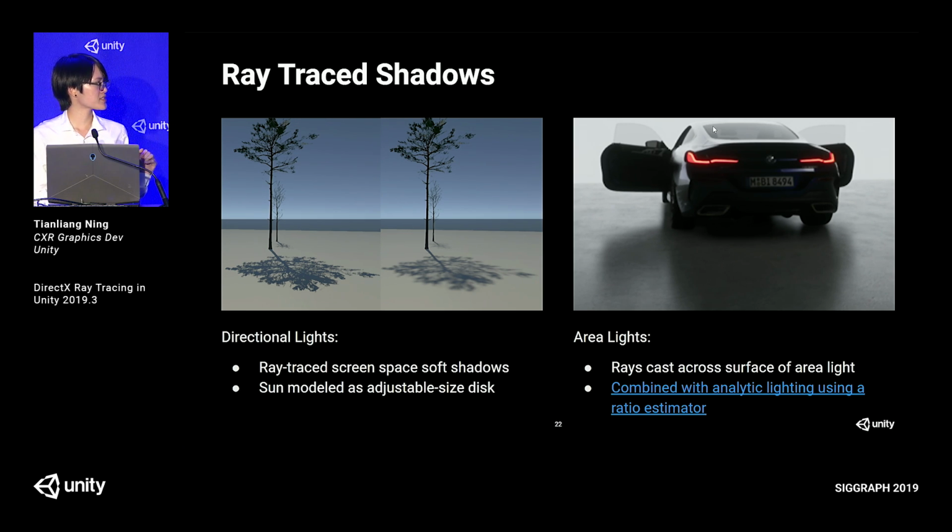And the trick here is in combining these shadows with the analytically computed lighting, which is a lot more realistic for area lights than modeling the light as a directional light source or a point light source or anything else. For details on how that's done, I've linked the paper by Eric Heitz on using a ratio estimator to combine the two, but that's outside of the scope of this talk.